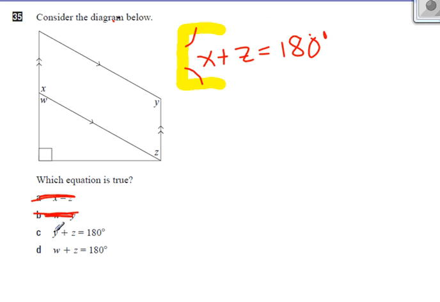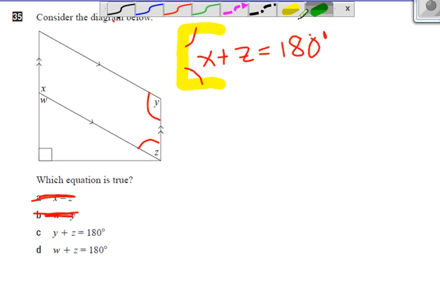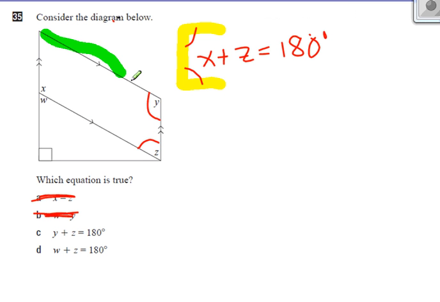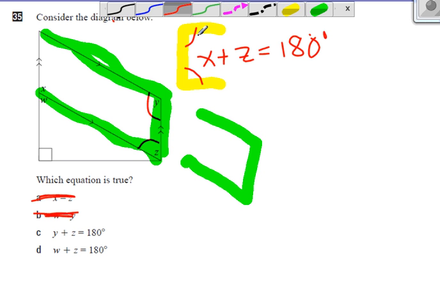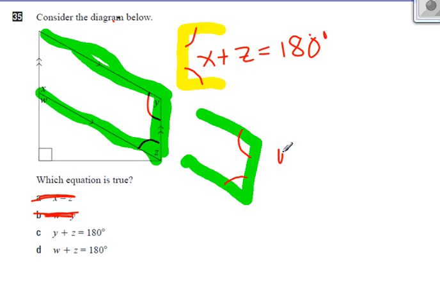Next, is it true that Y plus Z equals 180? So here's Y and here's Z. So what do we notice? Well, I have a parallel line here and a parallel line here, and there's Y and Z. So if you look, I have another C pattern. This time it's a backwards C, but again, the elbows of a C add to 180. So in this case, Y plus Z would equal 180, and that's exactly what it says here. So this must be a true statement.